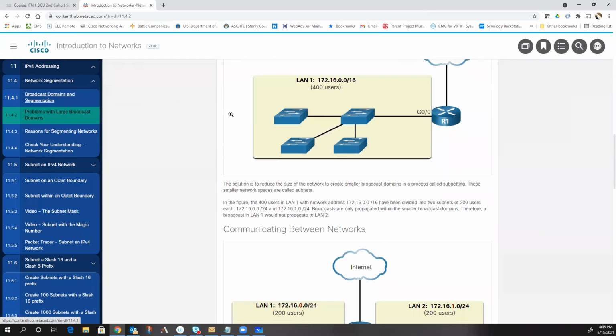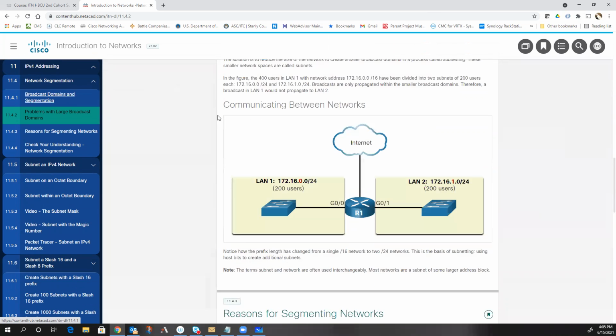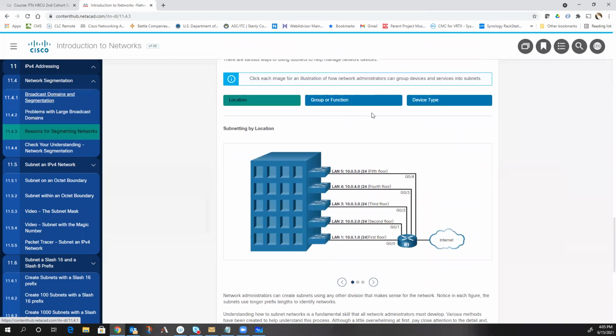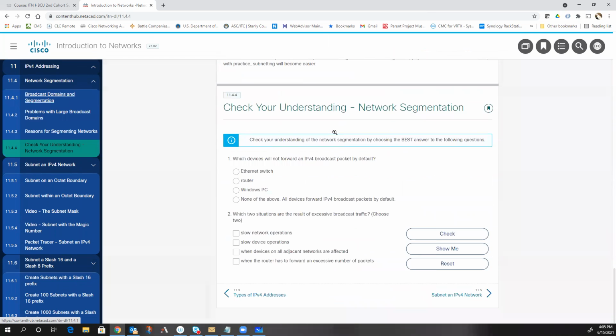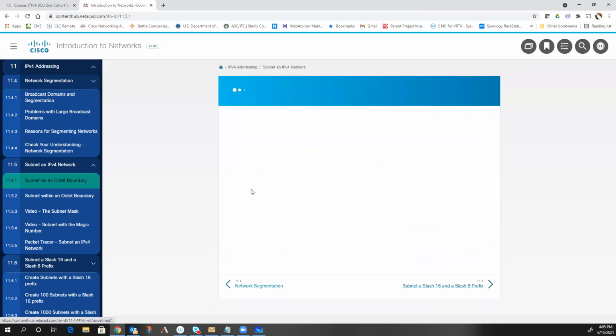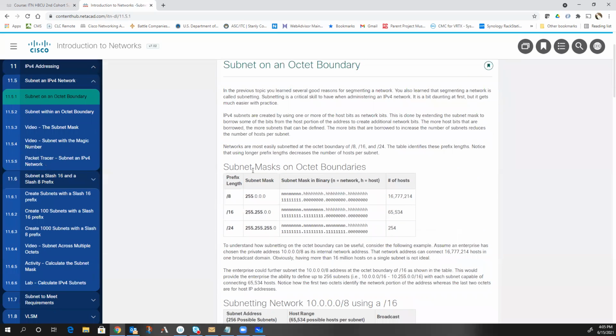So one of the things we're going to continue to talk about, and I'm going to end class here in just a minute, is the reasons for segmenting. We want to subnet so that we can make our network small enough to be efficient. So we can subnet along the octet boundaries.